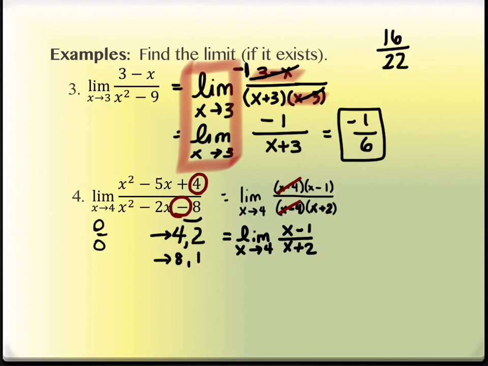Now that we've cleaned it up and simplified it, we attempt to do what we did at the very beginning again. That is, plug the number in. But this time it actually works. I can put in 4 minus 1 and 4 plus 2. So what do I get on the top? 3. And on the bottom? 6. And does that reduce? Yes. So the limit is 1/2.